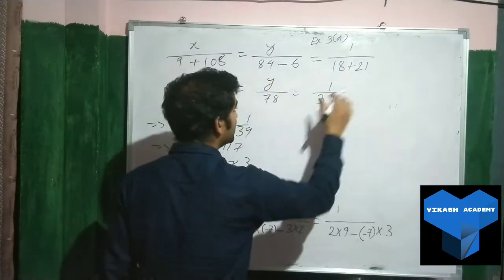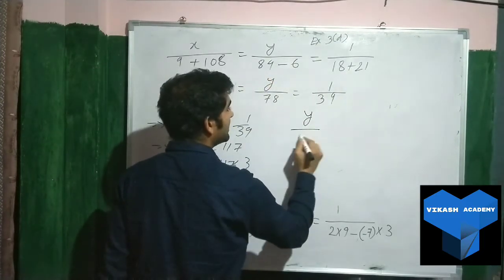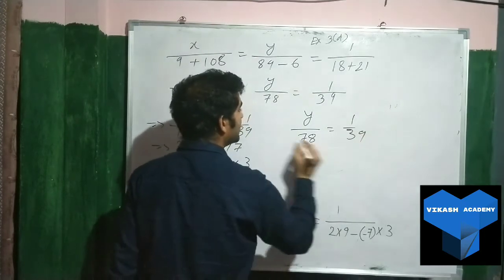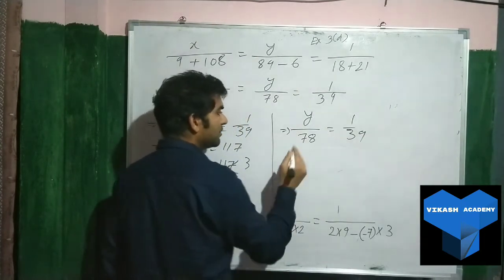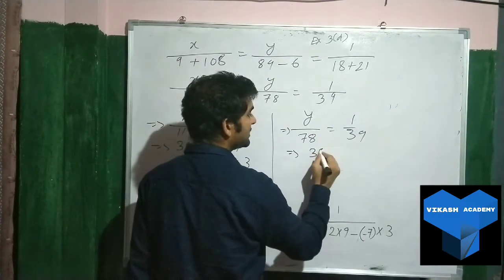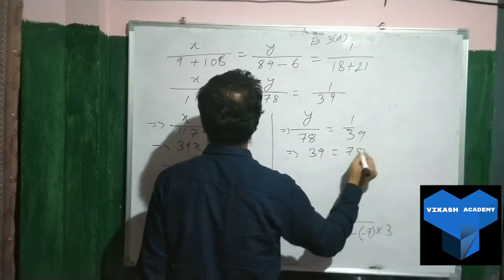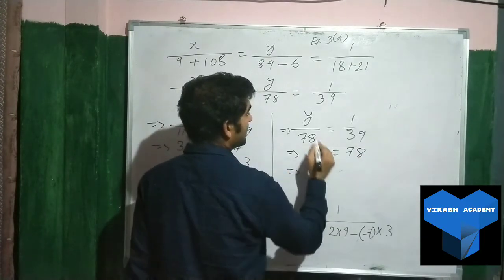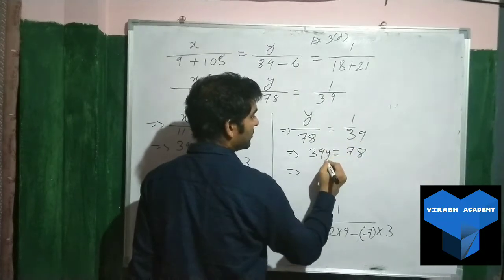Next, equate these two. y by 78 is equal to 1 by 39. See how much you are getting here? It will be 39y is equal to 78. Next it will be 39y, right?